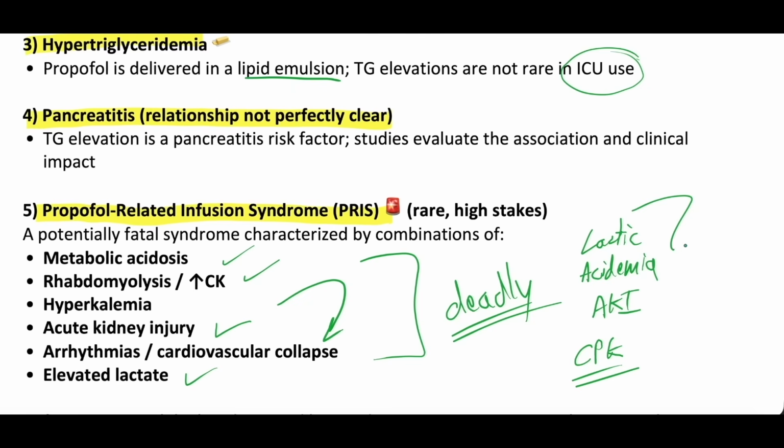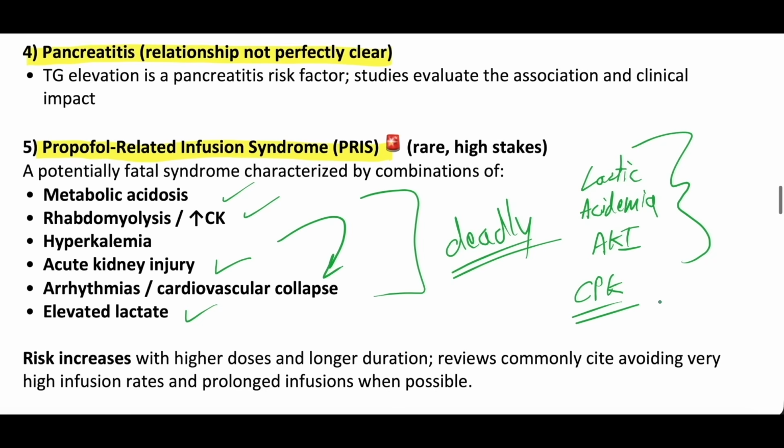Now, in our critically ill patients, a lot of things can cause lactic acidosis, acidemia, and AKI, but it is something that should be on the differential, especially for patients on higher doses or prolonged infusions. Oh, look, we read our own mind when we made this. Risk increases with higher doses and longer durations. Reviews commonly cite avoiding very high infusion rates and prolonged infusions when possible.